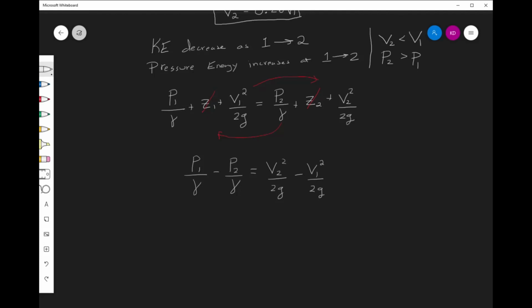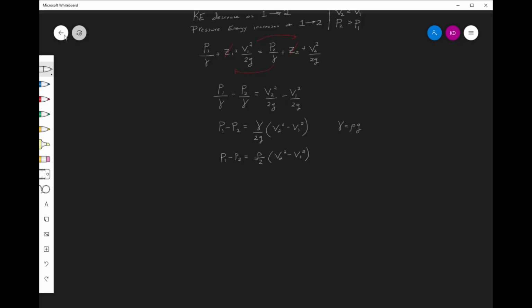I'm now going to multiply both sides of this equation by a factor of gamma, and I'm left with P1 minus P2 equals gamma over 2g times V2 squared minus V1 squared. And this final form of Bernoulli's equation is what I'm going to need to solve for the pressure difference between the two pipes. So let me put a box around this so we don't forget about it.